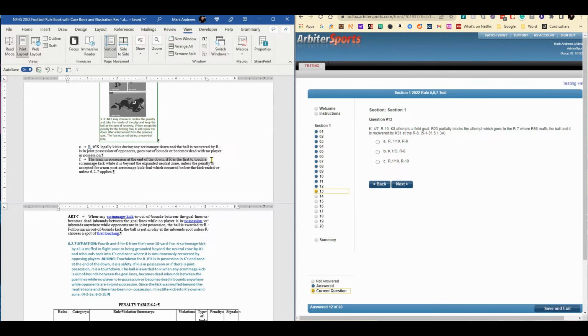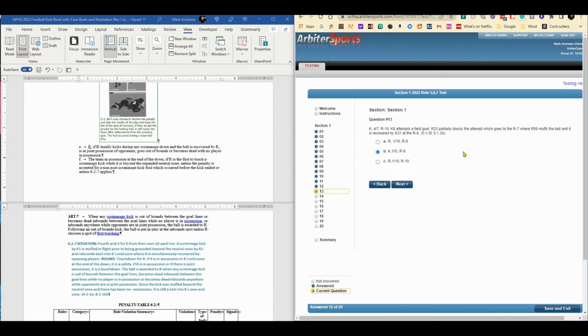And it also refers to 627, which again isn't relevant here. You can read it right there. So we have a field goal attempt, which is a scrimmage kick. We have R muffing the ball. So R has touched it, K recovers it, completely legal. So we're going to have K's ball at the point of recovery, 1st and goal at the R8.